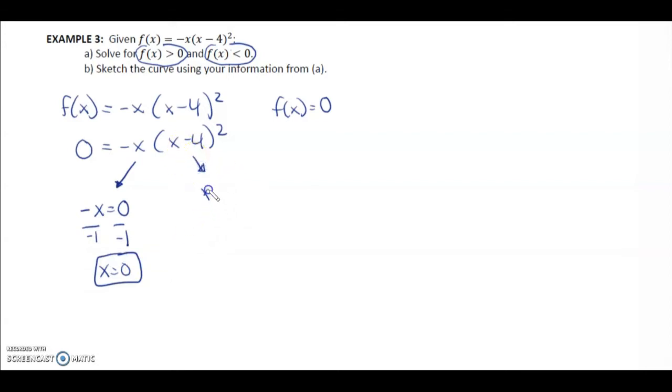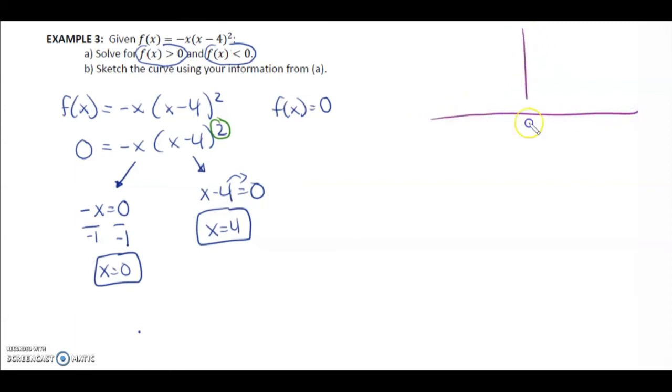Then we have x minus 4. We can put equals 0. Okay, so x equals 4. Have in the back of your head that this is squared, because that is going to come up and it is going to change our answer. Okay, so far in my head, I'm thinking, we have x equals 0 and then x equals 4.